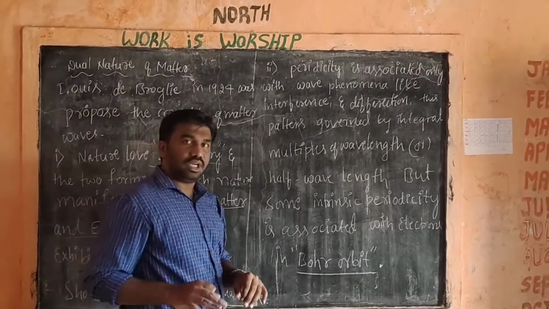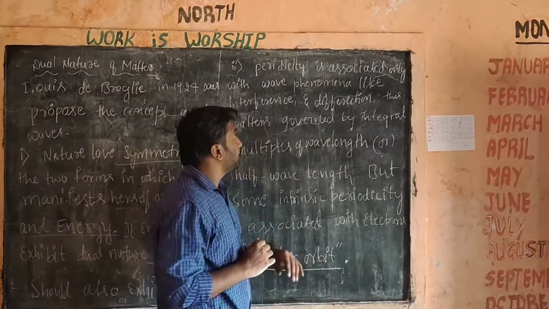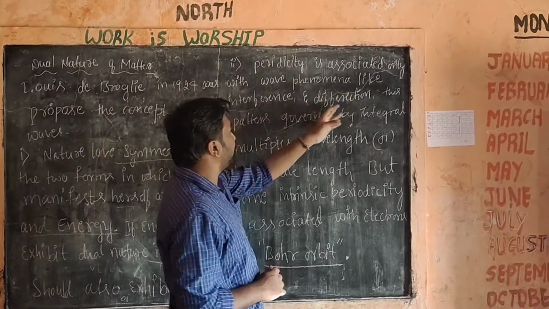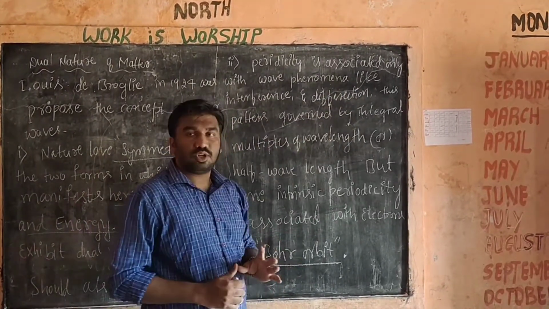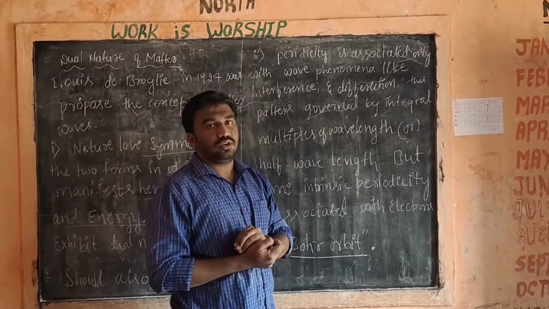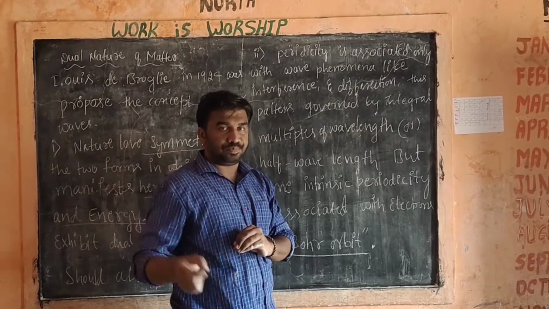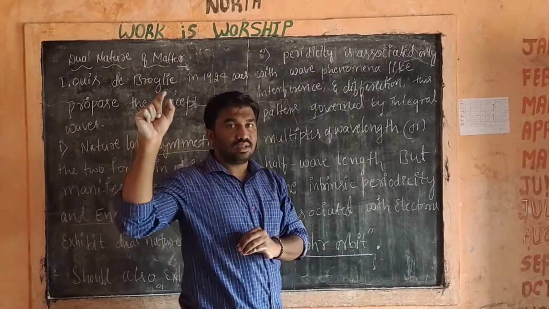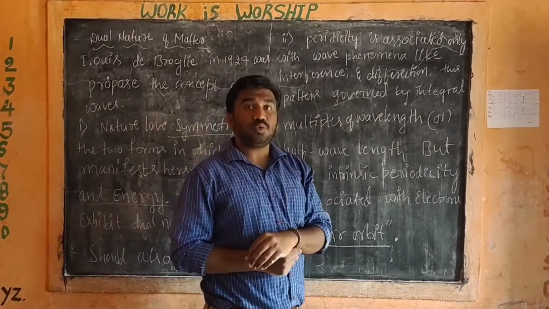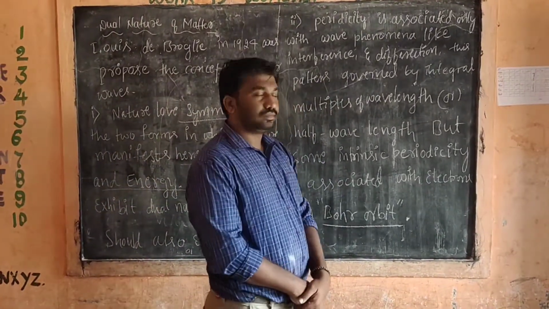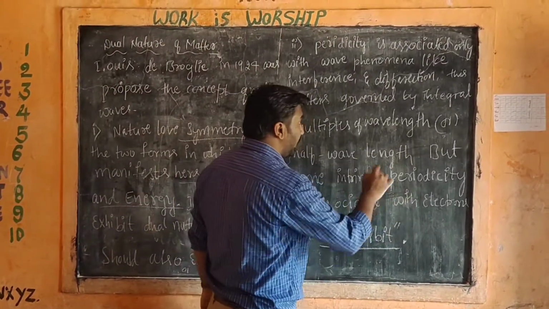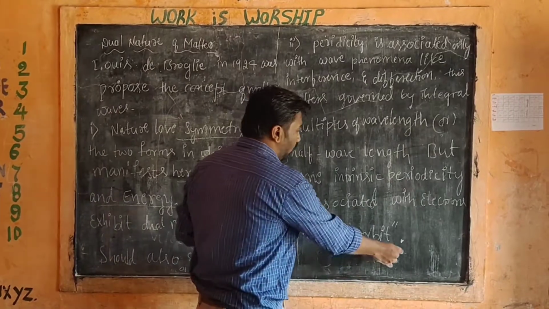Next, according to de Broglie, his idea is that periodicity is associated only with wave phenomena like interference and diffraction patterns, which are governed by integral multiples or half-integral multiples of wavelength. This periodic motion was completely associated only with wave nature. But he observed that this periodicity is also observed in the Bohr orbit.